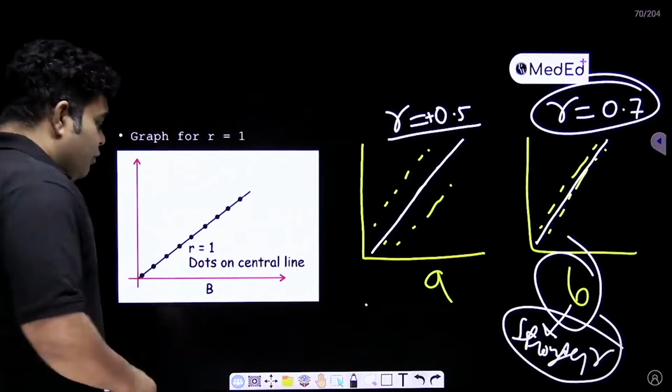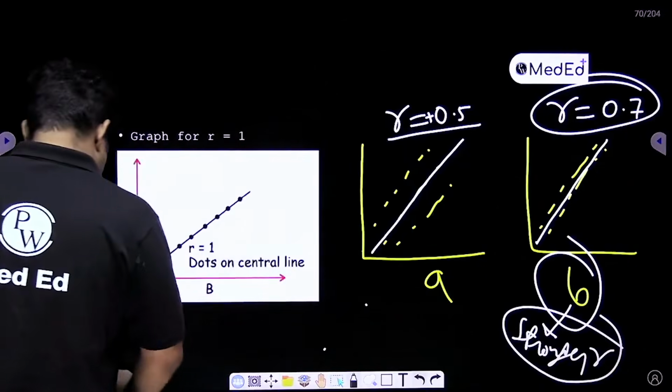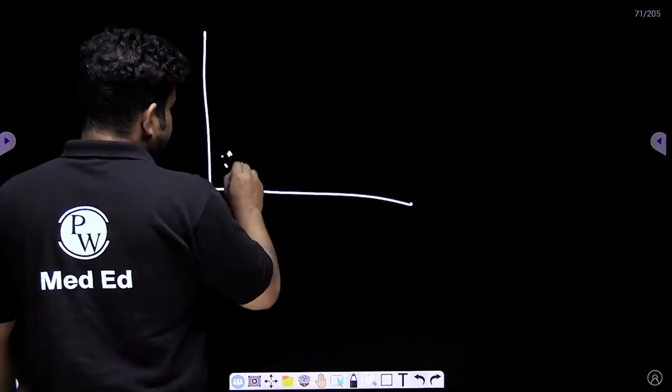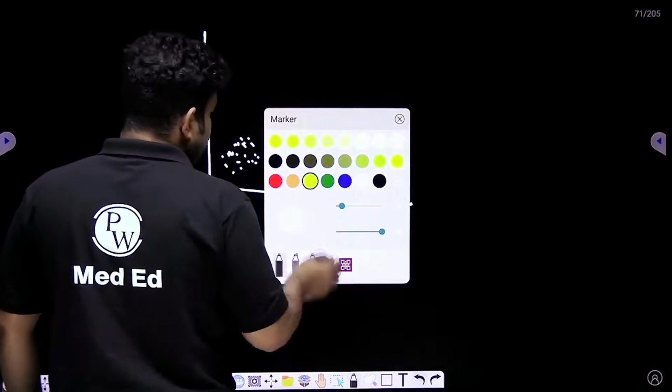Okay. Then in one of the INCT or NEET exams, they created this very good question actually. They gave you a graph with multiple color dots. This is study 1. This is study 2.